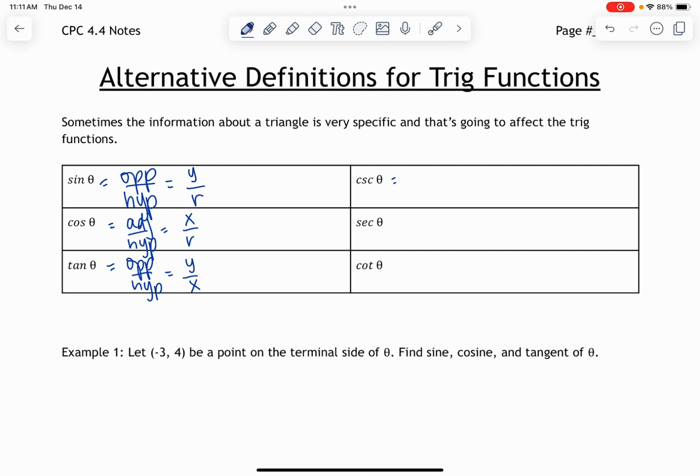Cosecant is the reciprocal of sine, so it would be hypotenuse over opposite, or r over y. Secant is the reciprocal of cosine, so it would be hypotenuse over adjacent, r over x. And cotangent is adjacent over opposite, or x over y. So we'll try a couple of examples and use these new definitions.